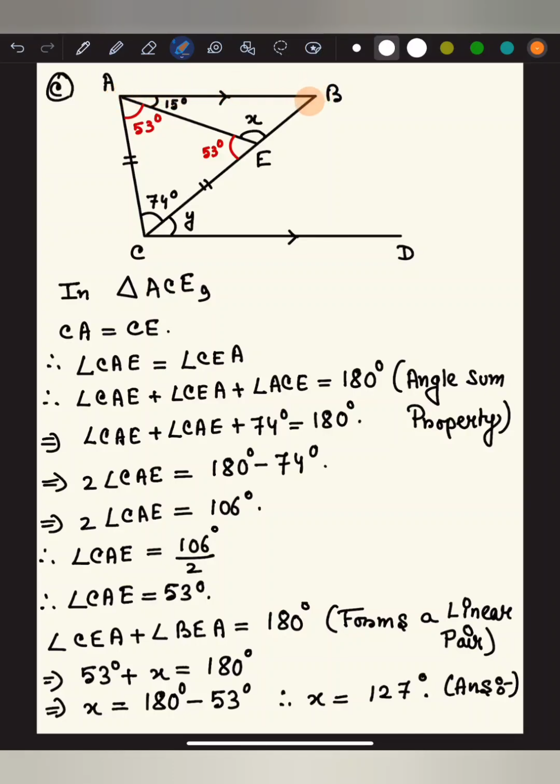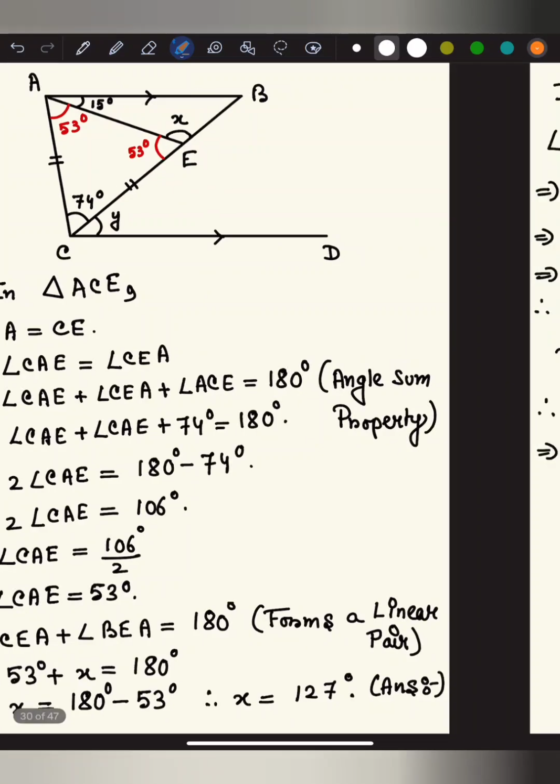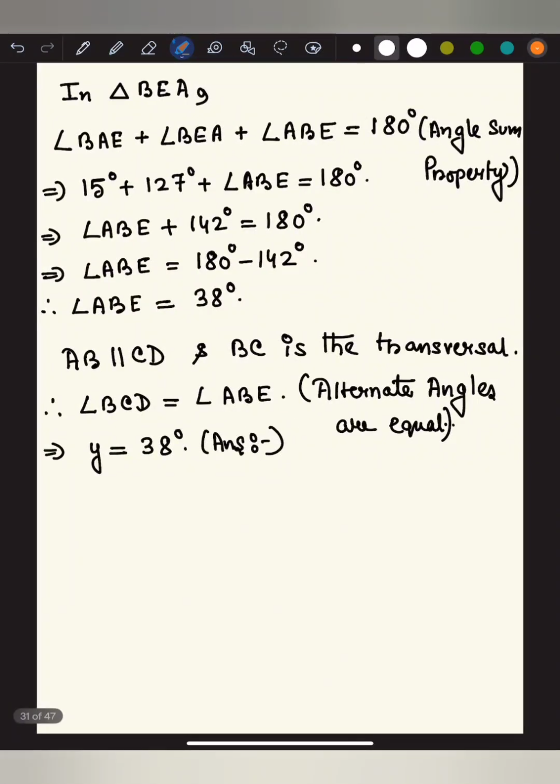Now look at this figure. These two sides are parallel and this is the transversal. Therefore this angle and this angle y are alternate angles, okay, and we know that the alternate angles are equal. Since this is equal to 38 degree, therefore y will also be equal to 38 degree. Understood? So we got y as 38 degree.